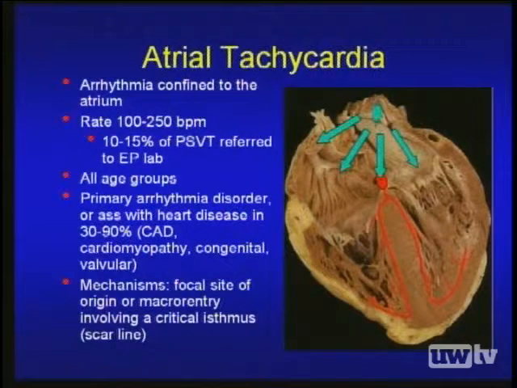Atrial tachycardias are rhythms that are confined to the atrium. The rates can be quite variable, anywhere from a very rapid rate all the way to rather slow rates of 100 beats per minute, and account for about 10 to 15% of PSVTs referred to an electrophysiology laboratory. You can see this rhythm in all age groups, and it can be a primary arrhythmia disorder or associated with underlying heart disease in up to 90% of individuals that you might encounter, depending upon the age of patients in your practice. The types of underlying heart disease associated with atrial tachycardias are the common ones: coronary disease, cardiomyopathies, congenital heart disease, or valvular heart disease.